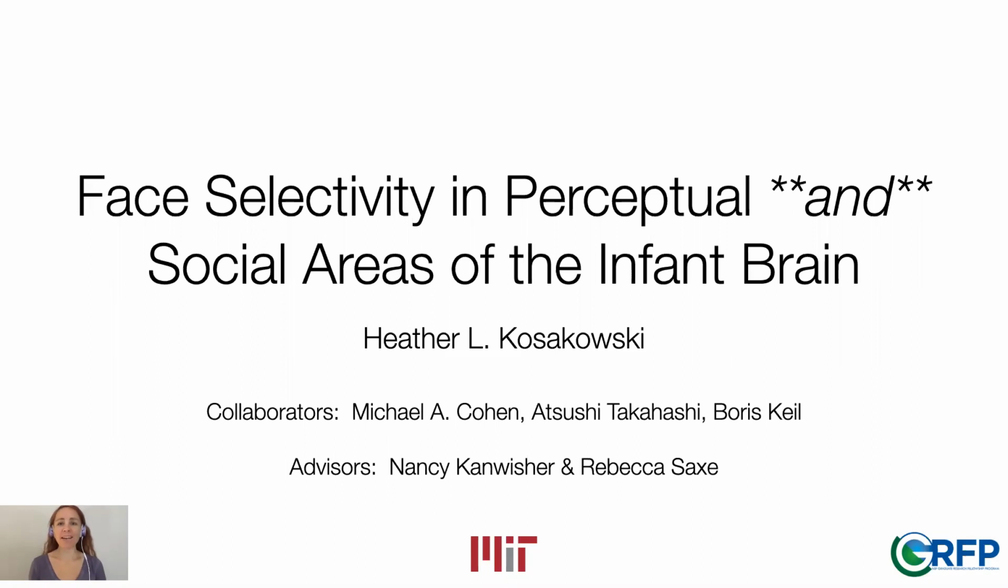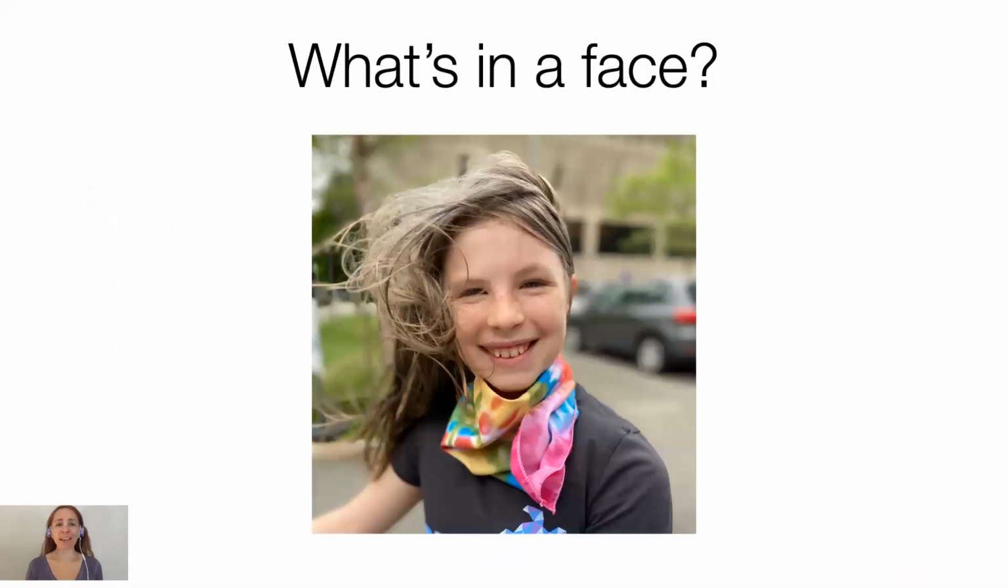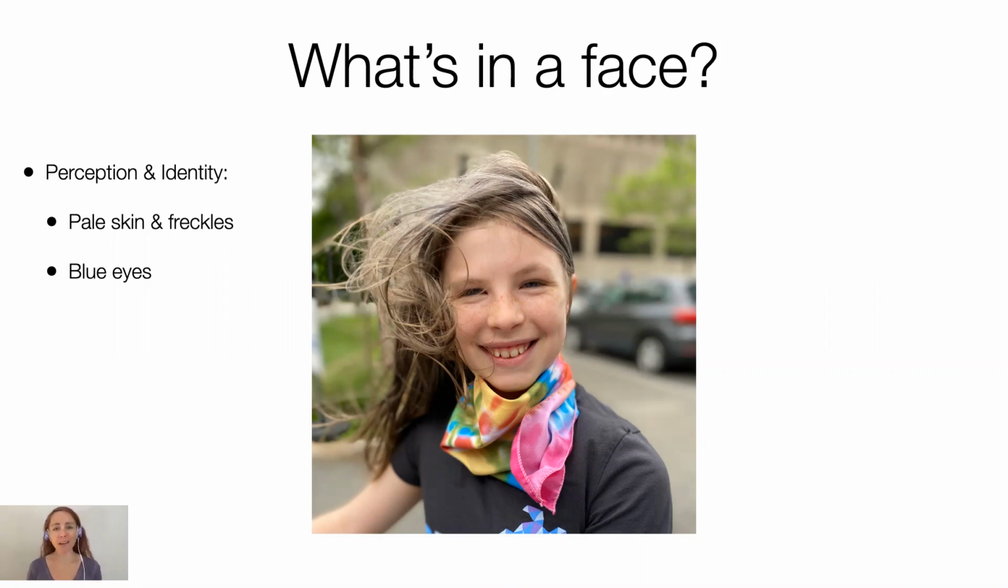My name is Heather Kosakowski, and today I'm going to talk to you about face selectivity in the human infant brain. In our daily lives, humans encounter a variety of faces, such as this one. When you see a face like this, you might notice that this is a girl with pale skin and freckles. She has blue eyes, and if you know her, you'd know that this is my daughter, as opposed to another similar-looking 11-year-old girl. Face perception and identity are processes thought to be supported by the lateral occipital cortex and the ventral temporal cortex.